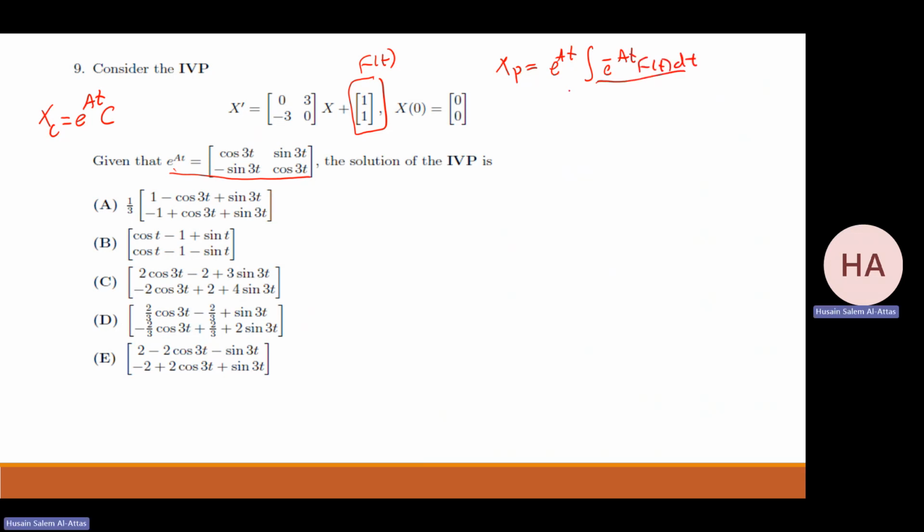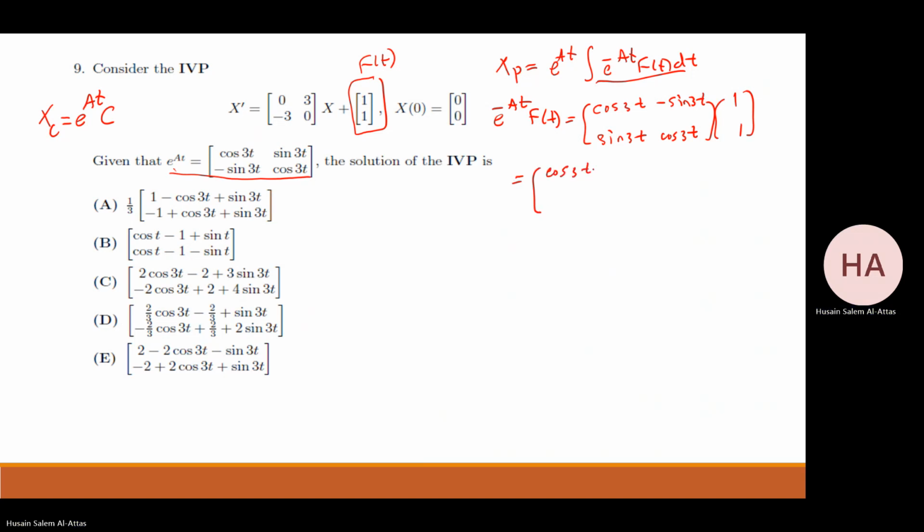Yeah, let me do this in one step. Let me try that. See what will happen. And change everything, just the sign, I need to change its sign. This will be sine 3t. The cosine, no need, because cosine is an even function. Times f of t, which is 1, 1. That gives me what? Cosine minus sine. And this is sine plus cosine.